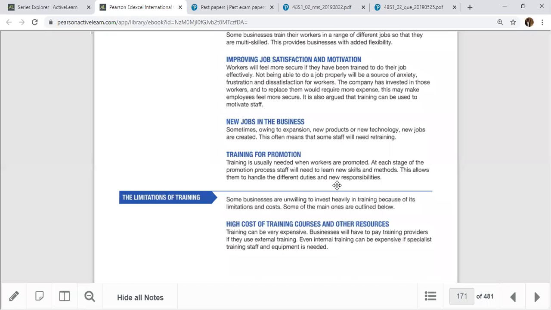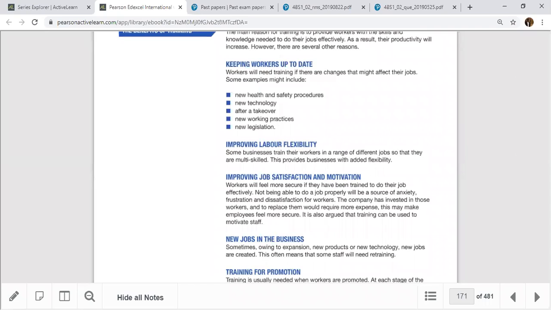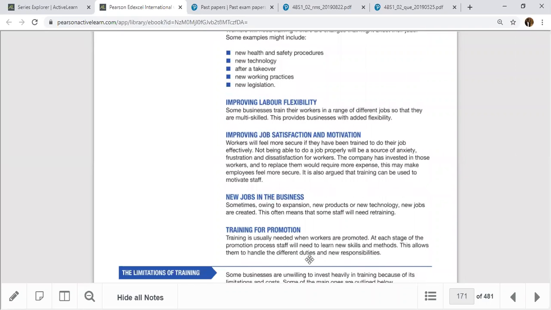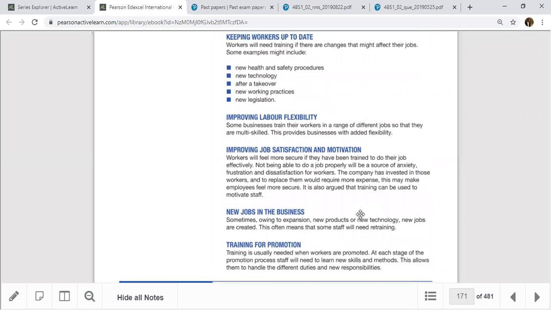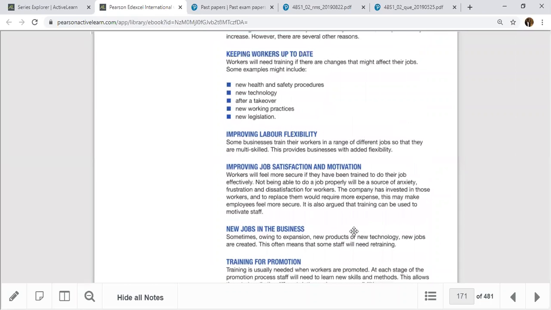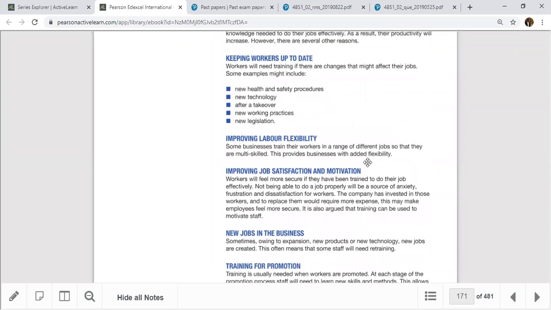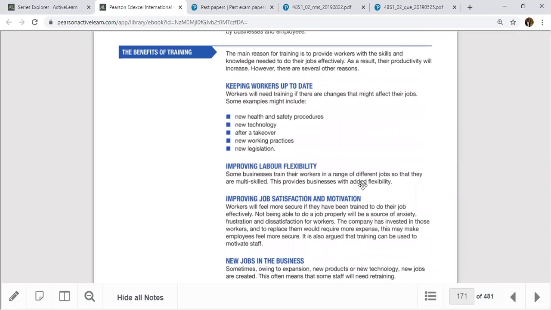So, before we wrap up the lesson, we talked today about the benefits of training. Training for promotion, new jobs for business. Training is important to improve the level of flexibility. To improve job satisfaction and motivation, we need training. Sometimes it can be asked, explain how job satisfaction and motivation can be improved by training. Then you must be able to know the explanation of that part.